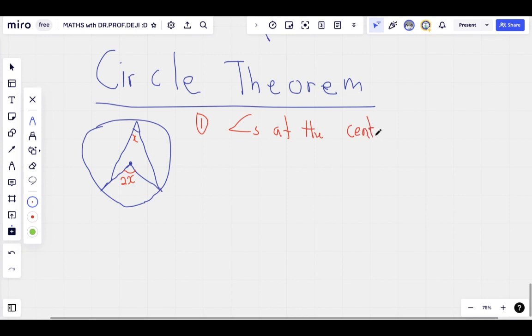Angle at the center, in this theory, if they are on the same arc, but on the condition that they are on the same arc, they're standing on the same arc. Look at the two angles, they're standing on this arc. They're standing on the same arc.